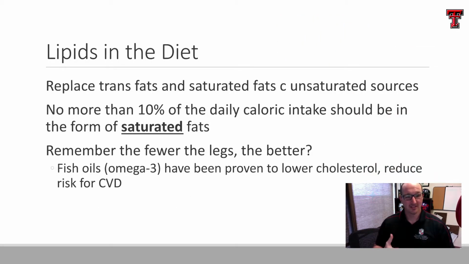Now, as far as lipids in the diet, our goal here is to transition from the quote-unquote bad fats to good fats. So we want to transition from saturated and trans fats to those that are unsaturated. So no more than 10% of the daily caloric intake should be in the form of saturated fats. And we think about some of those leaner protein sources. We know that fish oil and fish that has omega-3 in it, those have been proven to lower the cholesterol level and to reduce the risk for cardiovascular disease.